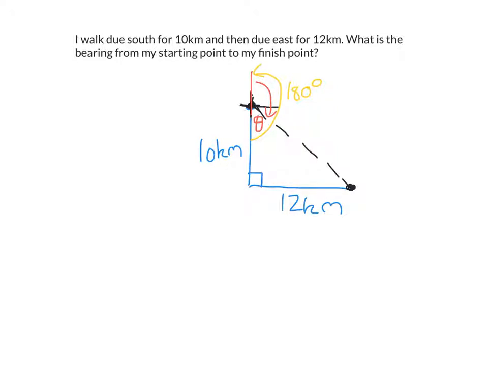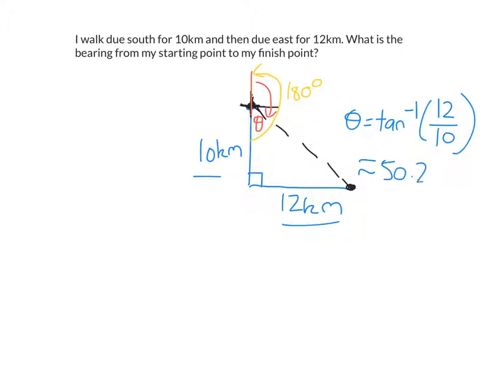So I have a right-angled triangle. I know the opposite and adjacent, so I use tan. Because it's an angle, I use tan inverse. So theta is tan inverse of opposite over adjacent. So again, make sure your calculator is in degrees mode. If I put that in my calculator, I get about 50.2 degrees. That's to one decimal place. So theta equals 50.2 degrees.